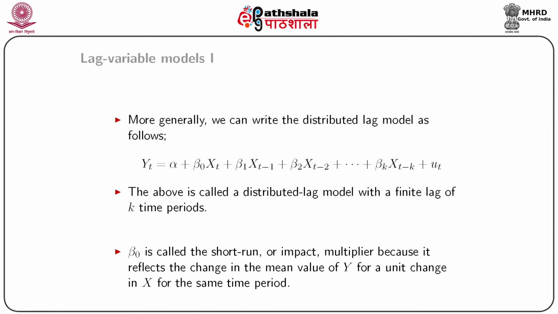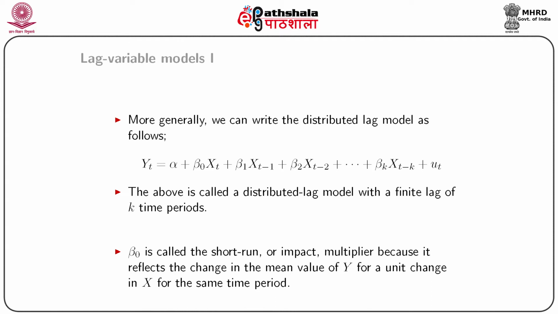So more generally, we can write a distributed lag model as follows. Yt equals alpha plus beta 0 xt plus beta 1 xt minus 1 plus beta 2 xt minus 2 all the way up to beta k xt minus k plus ut. The above is called a distributed lag model with a finite lag. In the previous slide, we have seen a finite distributed lag model where the lag period was k equals 2. This model is a generalized distributed lag model which is for finite lag of k time period.